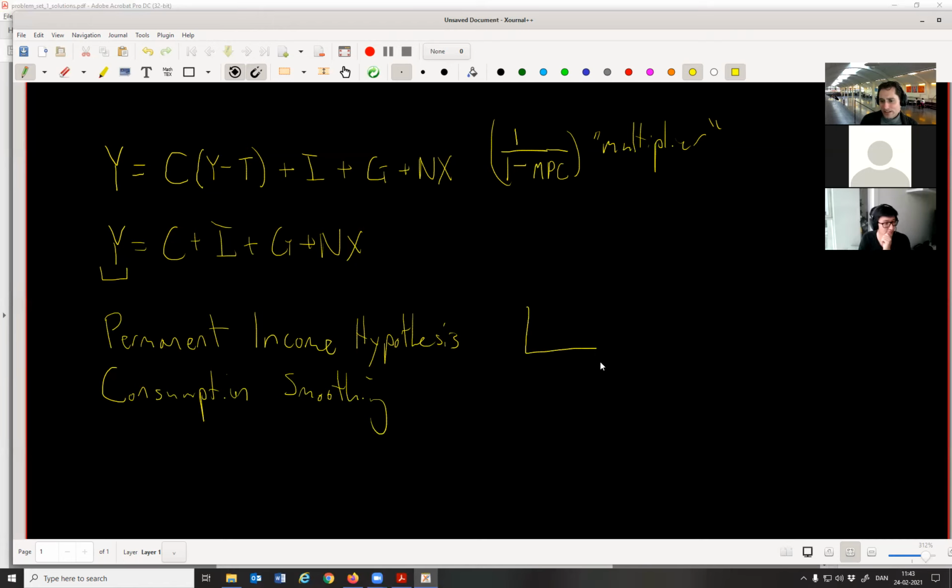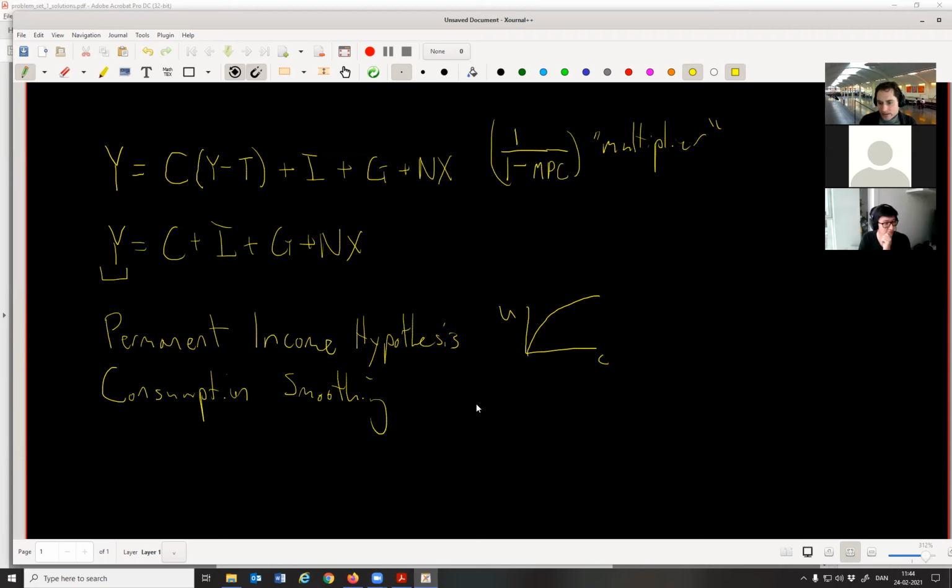You have a utility function. Here's your consumption, here's your utility. It's curved, it's concave, so your marginal utility is decreasing. So you'd rather have several days of lower consumption than one day of very high consumption and other days of low consumption. That's kind of the idea.